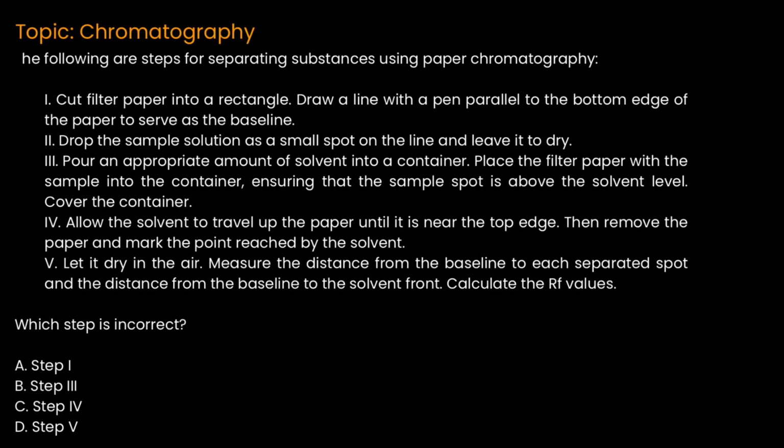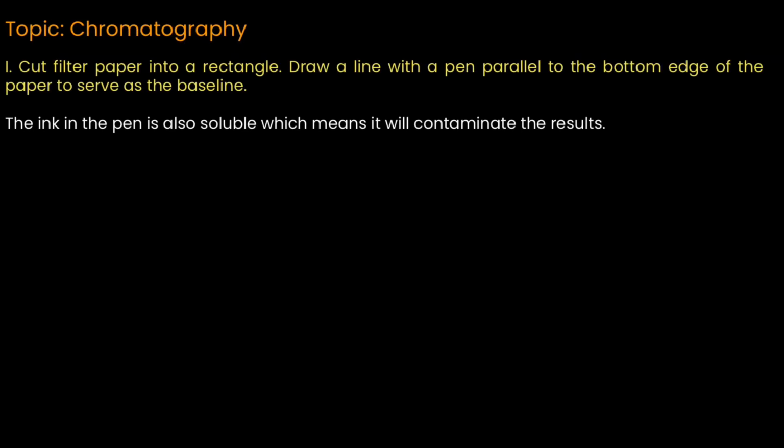For this next problem, it's going to give you the steps of chromatography, but one of these is going to be incorrect. So pause the video and read through these and then make a decision. So the first step is actually not correct. This first step tells you to draw the line with a pen. Pens contain ink, and ink is soluble in water, so it could contaminate our results. So this step is incorrect.